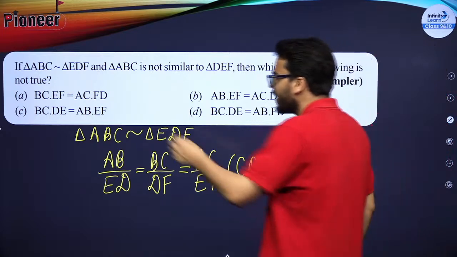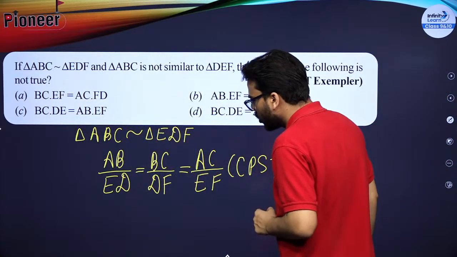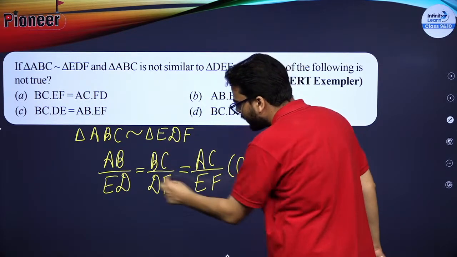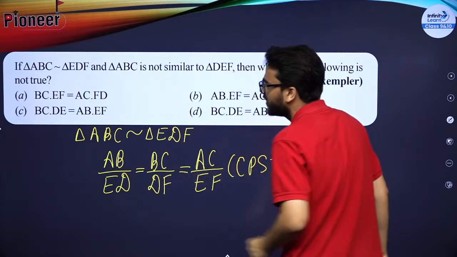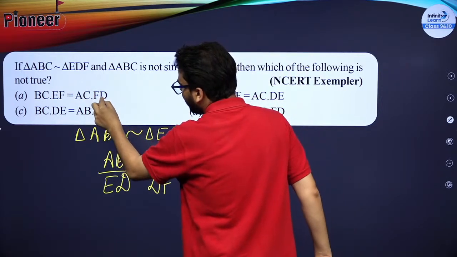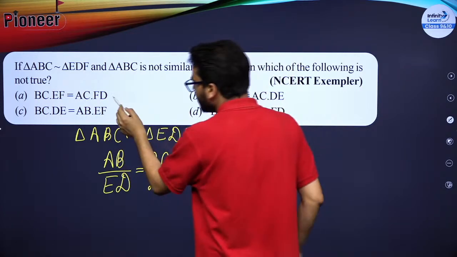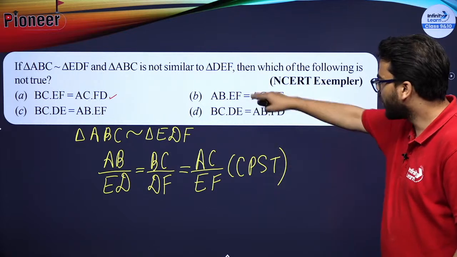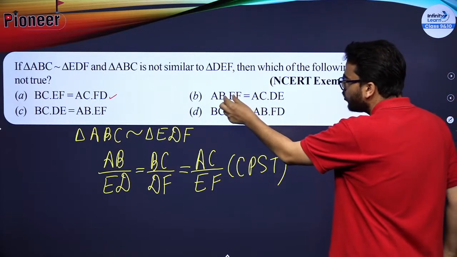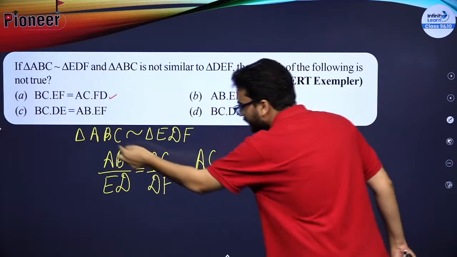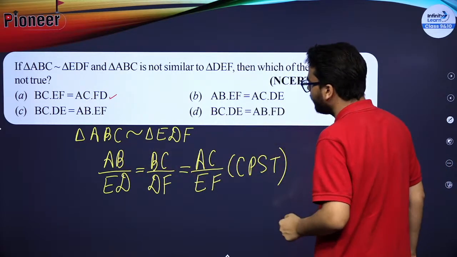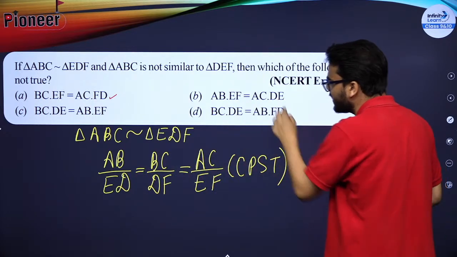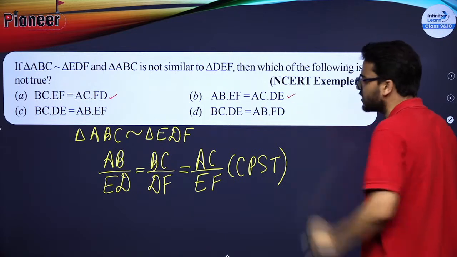So the first one over here is BC into EF. So you see if I cross multiply this BC into EF, what will I get? BC into EF is DF into AC. So you see AC into DF only. DF, this is DF only, right? So it means this option is correct only. But we have to choose the option which is not correct. What about the second option? AB into EF. So you see AB into EF, if we cross multiply, AB into EF is equal to ED into AC. So you see ED into AC, that is correct. DE is ED only. This one is also correct.